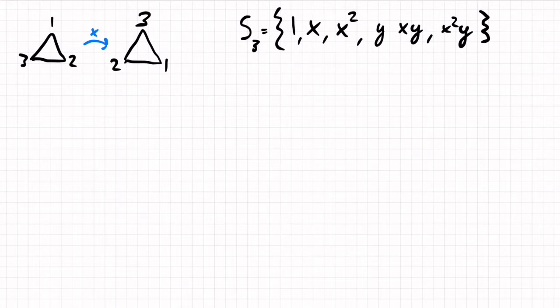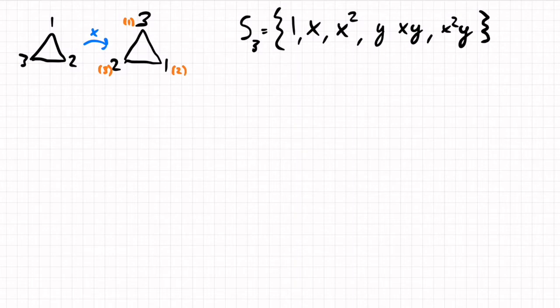What I want to do here is write this element in a way that is not going to take the visual positioning of the triangle into account. So if I look at this, vertex 3 is where vertex 1 used to be. Vertex 1 is where vertex 2 used to be, and vertex 2 is where 3 used to be.